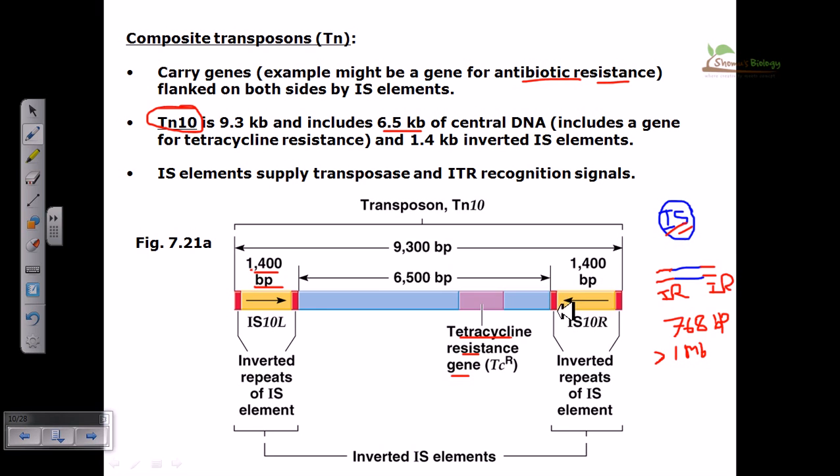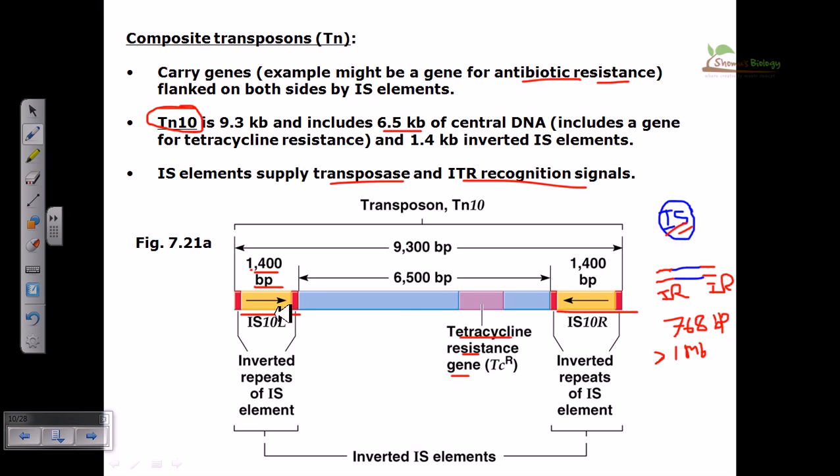These two are the IS elements, denoted with red and yellow color. The yellow portion, which I have drawn in blue here, is coding for the transposase, and the two red parts are the inverted repeats. These two IS sequences are present at both terminals of the central gene region of this composite transposon. IS elements supply the transposase, and the IR regions recognize the signal. So these IS elements are doing two functions.